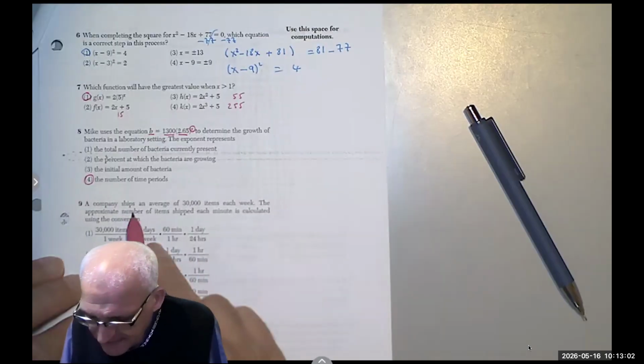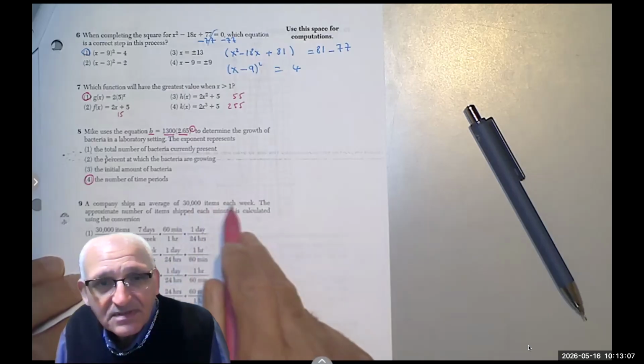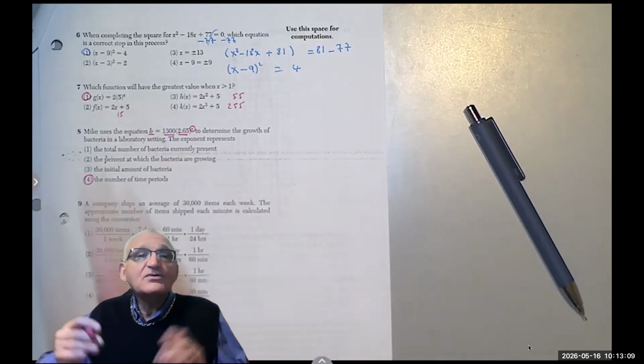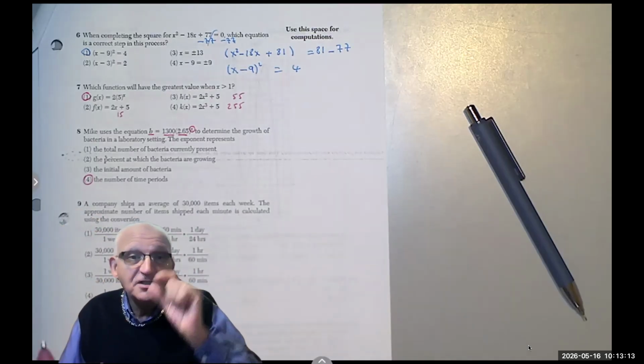A company ships an average of 30,000 items each week, meaning 30,000 per week. How can you write the units mathematically?